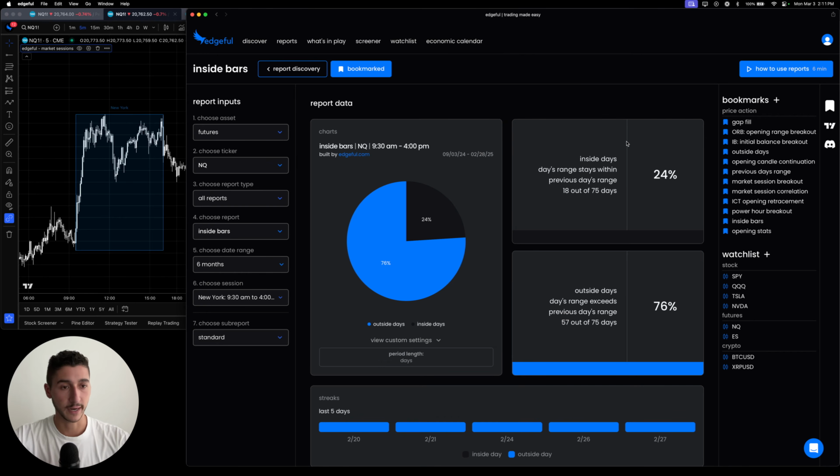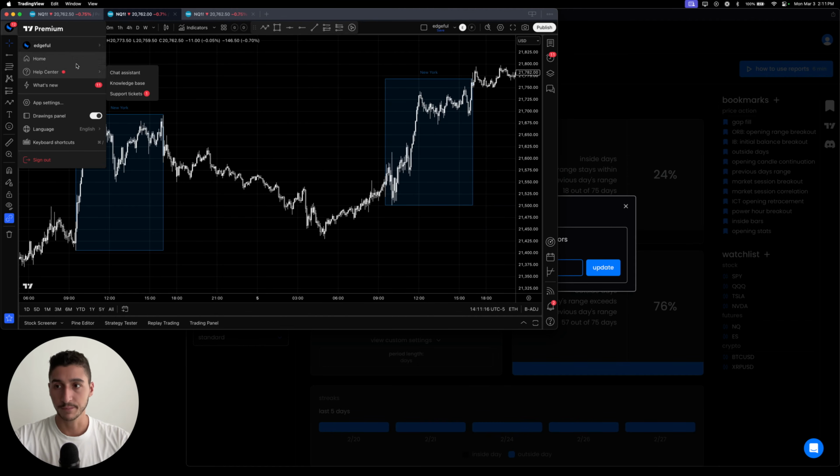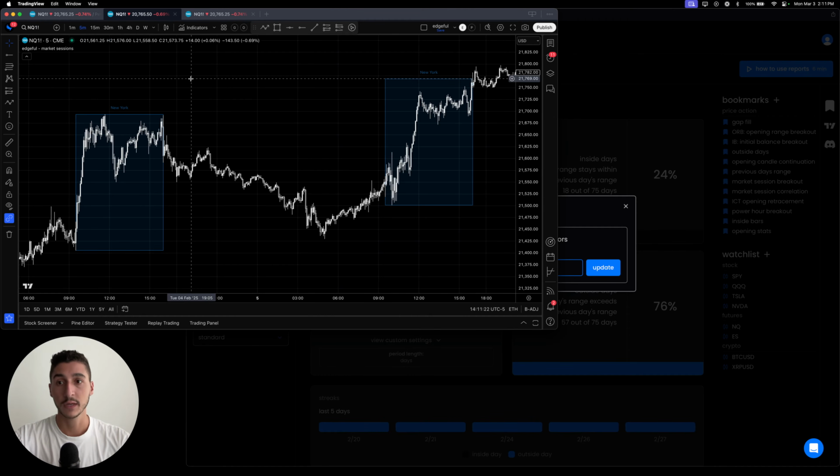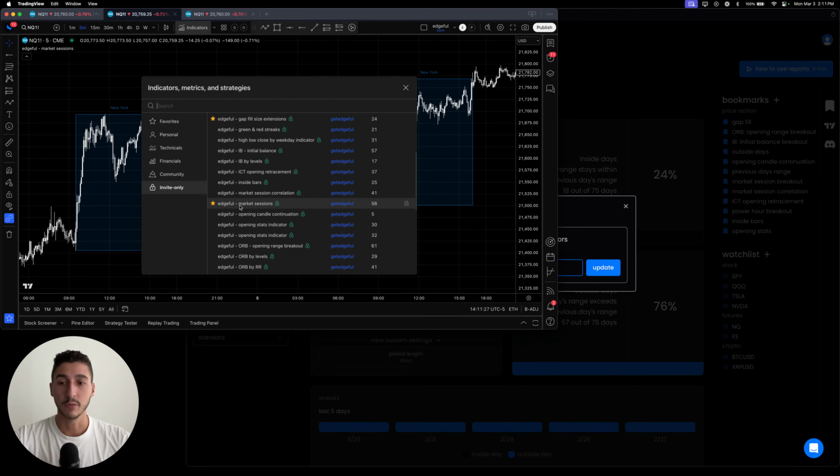And the way that you can get access to those is right over here on the right side. You click on TradingView Indicator Access. Right over here, you're going to put your TradingView username in that box, which my username is edgeful. Yours will be something else. You can find it by clicking this profile button up here. And then you'll see when you click on your indicators, all of these indicators come up. And the one that you want to put on starting out is the market sessions.